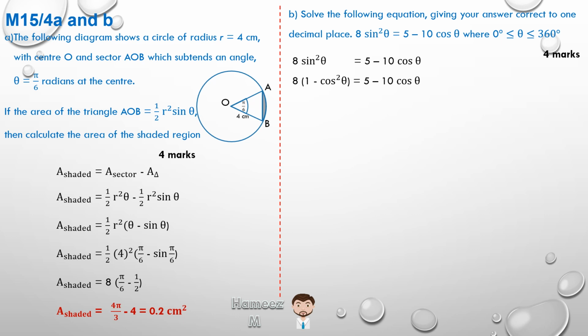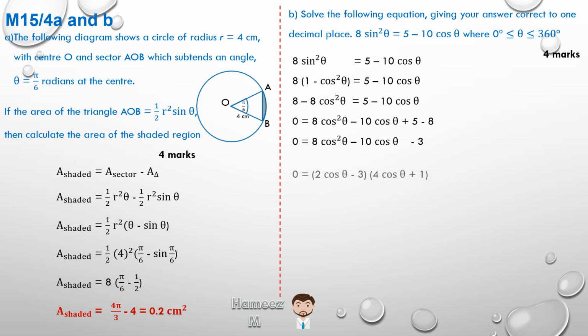So it's going to give us 8 by (1 minus cos squared theta) equals 5 minus 10 cos theta. I'm going to expand the left hand side: 8 times 1 is 8, minus 8 cos squared theta, equals 5 minus 10 cos theta. We can carry everything across to the right hand side. So we get 0 equals 8 cos squared theta minus 10 cos theta plus 5 minus 8. Simplifying, 0 equals 8 cos squared theta minus 10 cos theta minus 3. So we now have a quadratic, and we can factorize it: 0 equals (2 cos theta minus 3) by (4 cos theta plus 1).